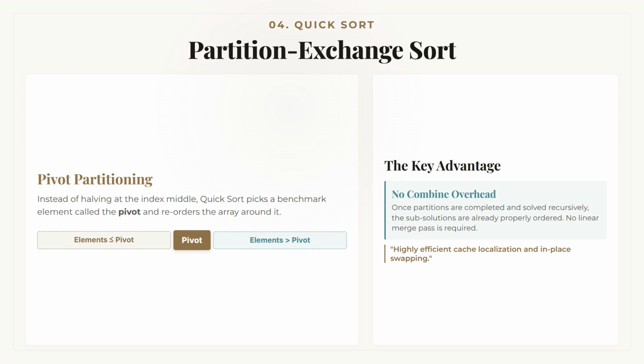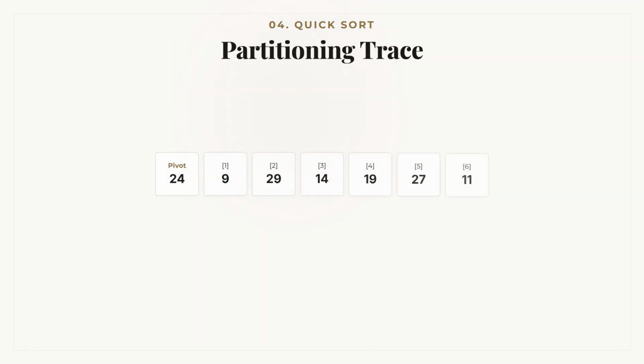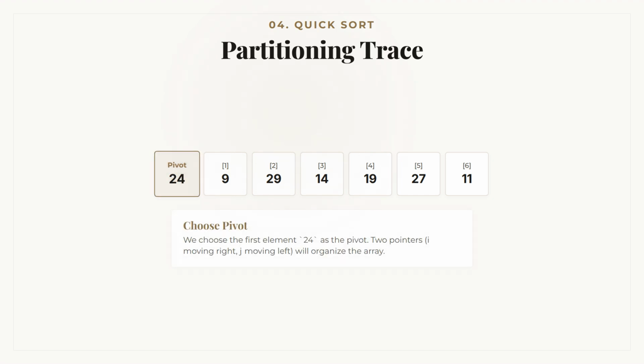Let us consider an example. Suppose we have the array 24, 9, 29, 14, 19, 27, and 11. We choose 24 as the pivot. We use 2 pointers. One pointer moves from the left side. The other pointer moves from the right side.